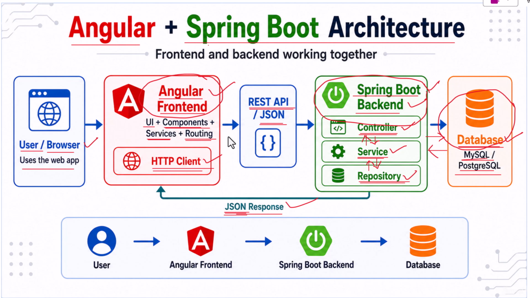Front-end developers can work on Angular screens. Backend developers can work on Spring Boot APIs. Both sides communicate using REST API contracts and JSON data. This is why Angular plus Spring Boot is a powerful combination for full-stack applications.